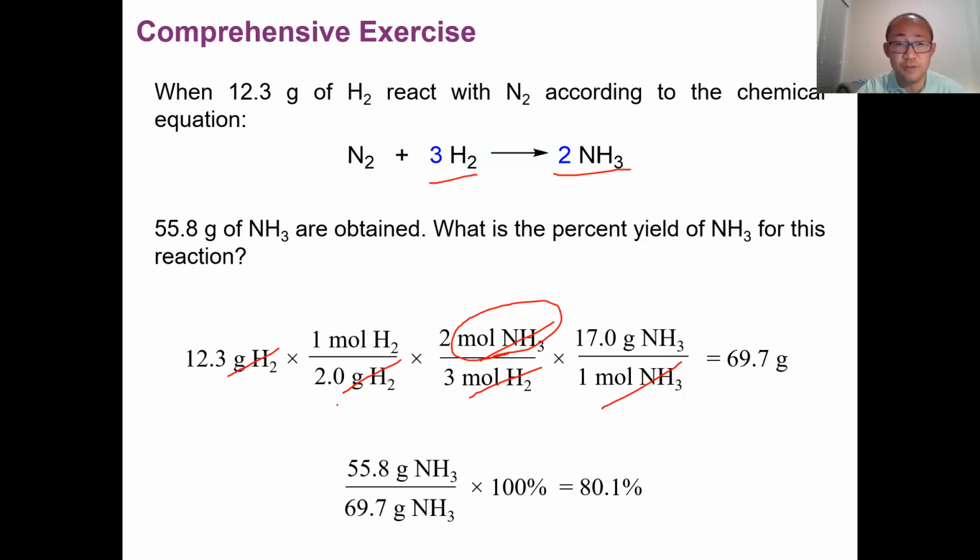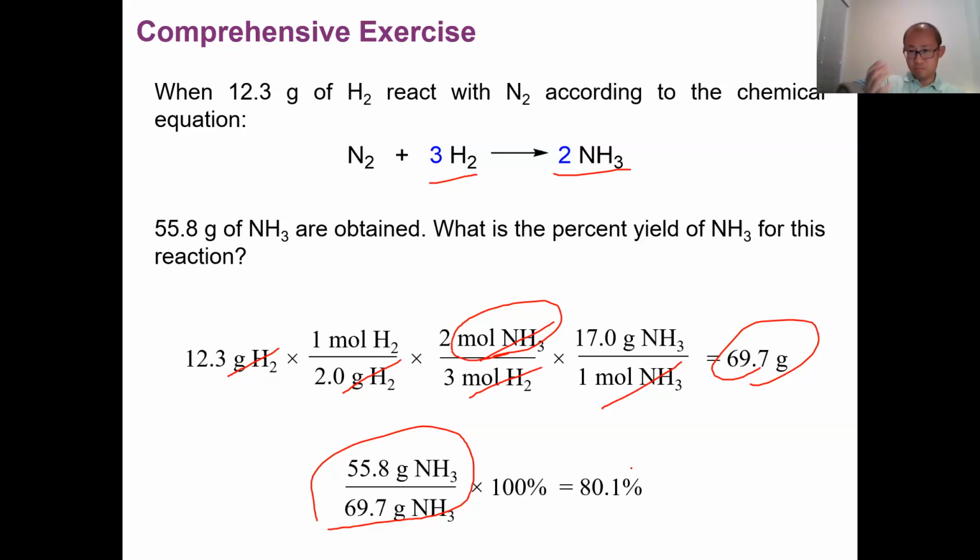I didn't cancel numbers. So you need to put all the numbers into your calculator. In your calculator, you need to put 12.3 times 2 times 17.0, divide by 3, divide by 2, divide by 1. Okay, for the dividing ones, put a parenthesis over there so you don't mess up the calculation. And then what you got from the stoichiometry calculation is called the theoretical yield. Then I use the actual yield divided by the theoretical yield, multiply by 100%, and I get the percent yield, 80.1%.